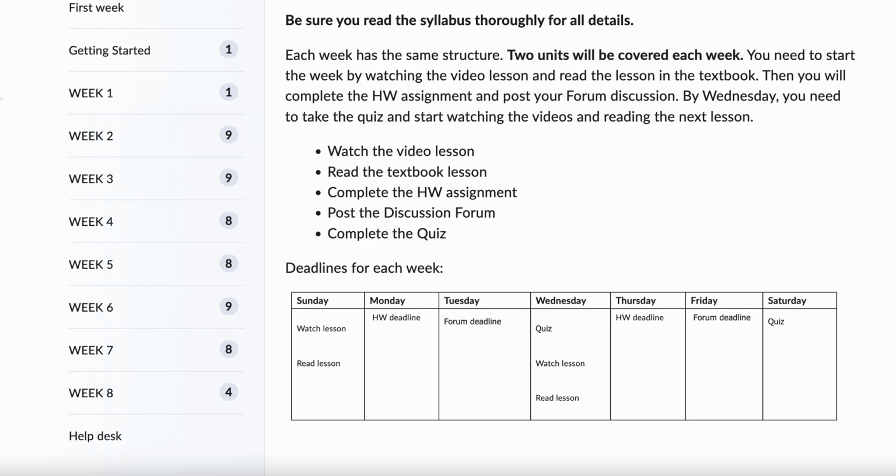So these are going to be the two units that you will have in all the weeks. Watch the lesson and read the lesson, do the homework, do the forum, and do the quiz. And then start over. Watch and read the lesson, do the homework, do the forum, and do the quiz. So every week the structure is going to be the same.